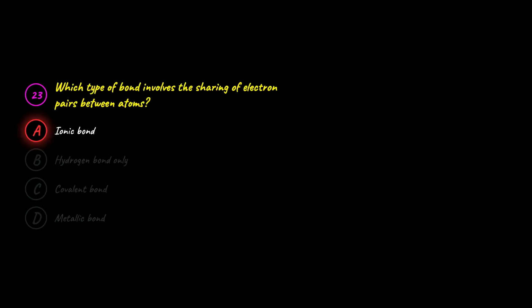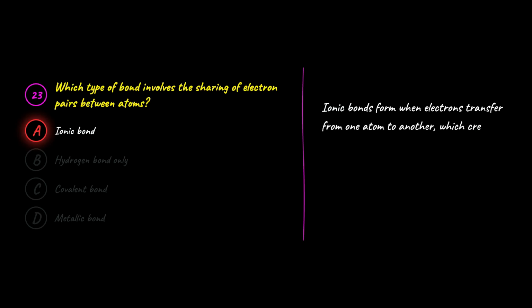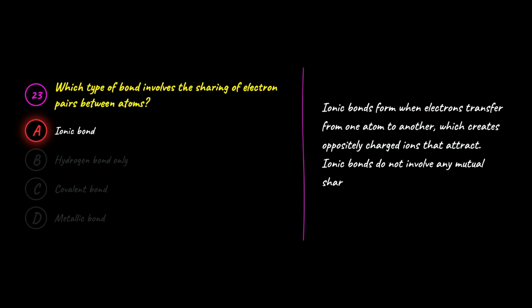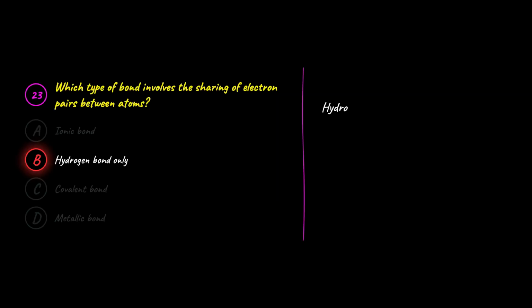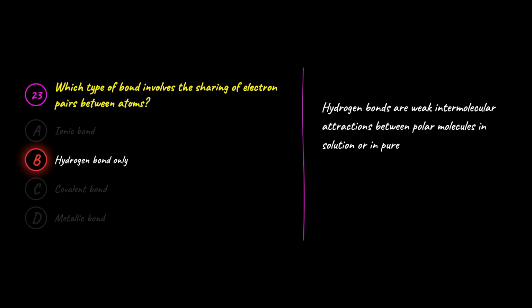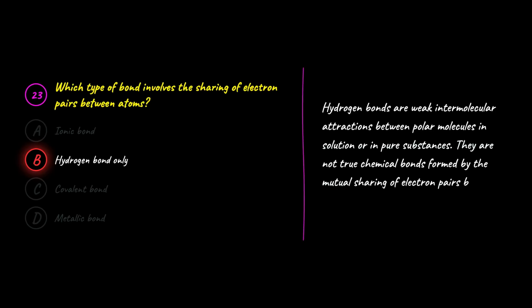A is wrong because ionic bonds form when electrons transfer from one atom to another, which creates oppositely charged ions that attract. Ionic bonds do not involve any mutual sharing of electron pairs between bonded atoms in a molecule. B is wrong because hydrogen bonds are weak intermolecular attractions between polar molecules in solution or in pure substances. They are not true chemical bonds formed by the mutual sharing of electron pairs between two atoms in chemistry.